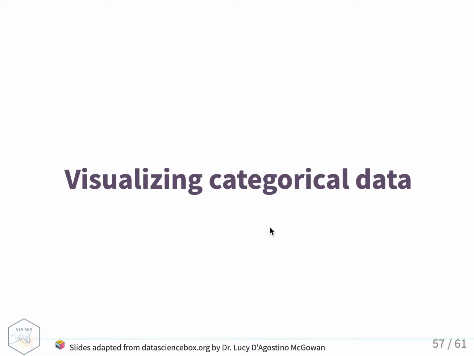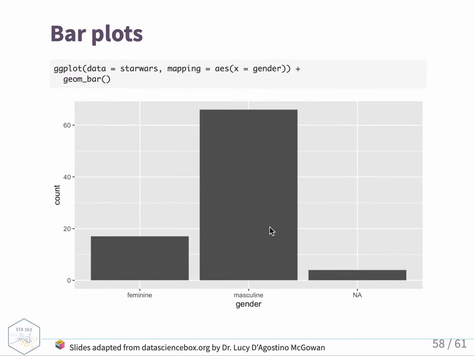Okay, so let's talk about visualizing categorical data now. The main way to visualize categorical data is going to be via bar plots, and you can do that with geom_bar. Here, this first ggplot function is the same as we've been working with before, except now instead of mapping to a numeric variable, I'm mapping a categorical variable, gender. Then I just set geom_bar to indicate that I want a bar plot, and it's going to create this count across each of my categories of gender.